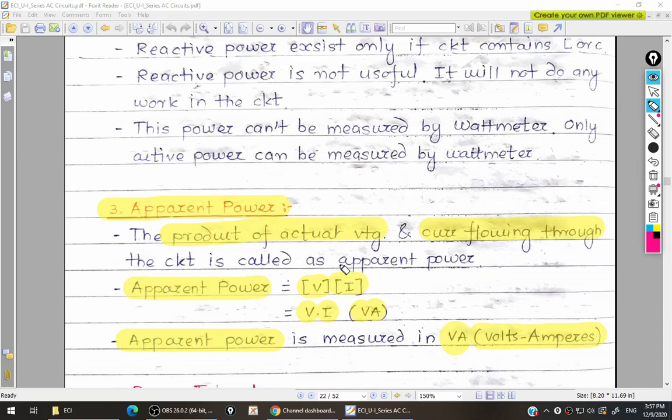So this is about three different types of power: active power, reactive power and apparent power. This is a very important topic, not only from an exam point of view, it is also useful from an interview point of view, or you can also expect questions in various competitive exams on these three different types of power.